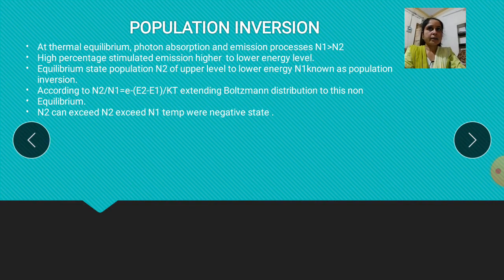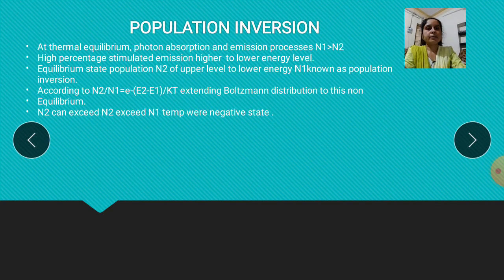So we get a non-equilibrium state of population, where the temperature becomes negative. Below absolute zero, negative temperature is generated. That is the phenomenon of population inversion in a non-equilibrium state. In this way we get the higher and lower energy levels of the population inversion, which are proved.